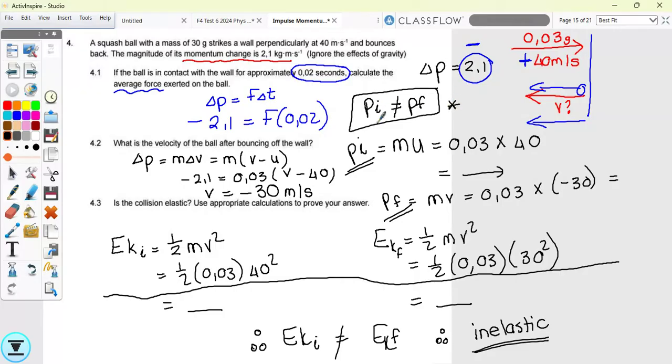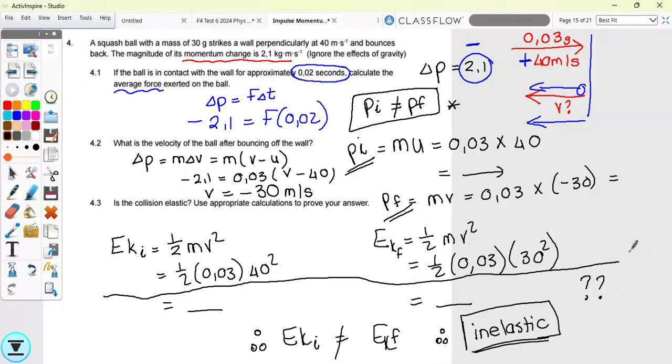Momentum is actually not conserved. So can you call it an inelastic collision? Because our definition of an inelastic collision says that only momentum is conserved. And actually momentum is not conserved. So it's a nice trick question that you can ask your teacher.